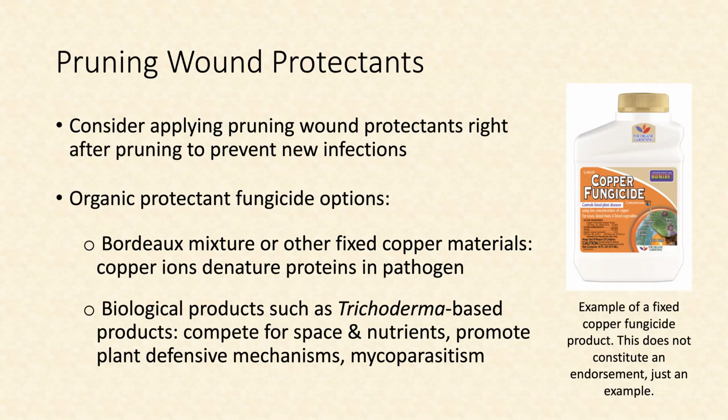And then you also have biological products such as trichoderma-based products. Trichoderma is a fungus, and it competes for space and nutrients with the pathogens. It promotes the plant's own defensive mechanisms, and it also actually parasitizes the pathogen, which is pretty amazing. So those are two options for protectant fungicides.